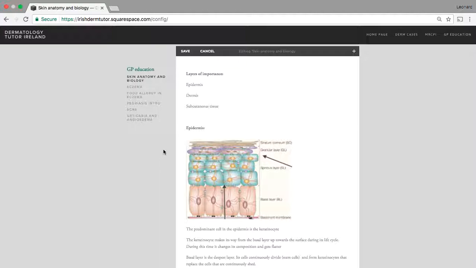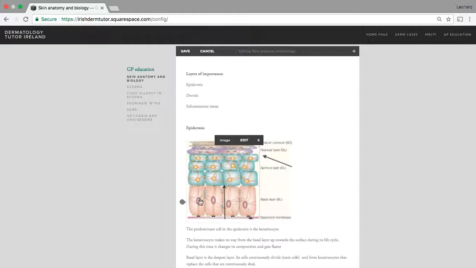So, firstly, I'm going to talk about the epidermis, and the basement membrane basically separates the epidermis from the dermis. The predominant cell in the epidermis is the keratinocyte. The keratinocyte starts off in the basal layer, which is the deepest layer, and its cells continuously divide. So basically, they're stem cells, and they form keratinocytes that make their way up to the surface throughout their life cycle and then become continuously shed.